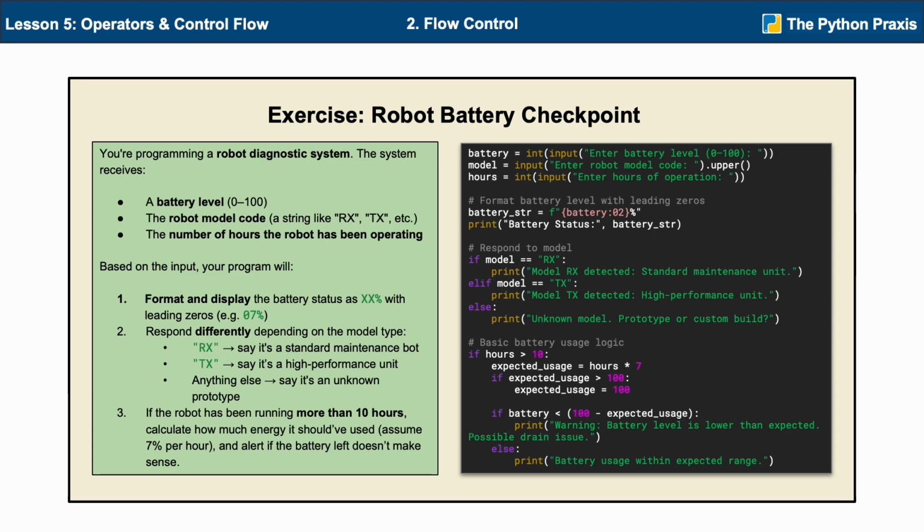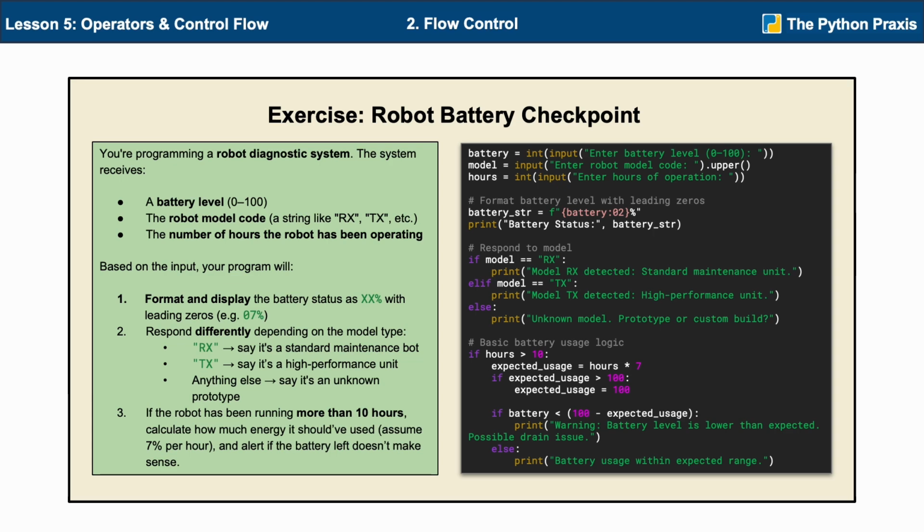In case this condition is also false, the code proceeds to the else statement and prints the message, "Unknown model, prototype, or custom built." So at this point, our program has completed the second task. In the last part of our code, we have the battery usage logic. We start with an if condition to check whether the operating hours of the robot are more than 10 hours. If this condition is false, our program ends there. But if this condition is true, the program proceeds to the next lines.